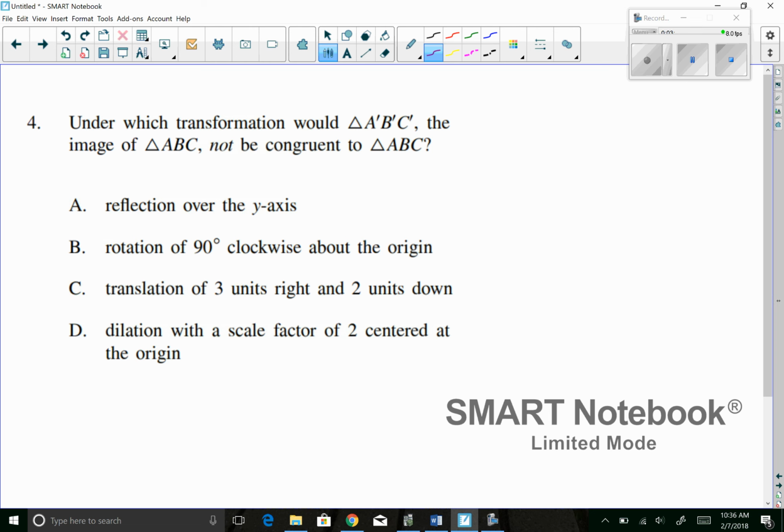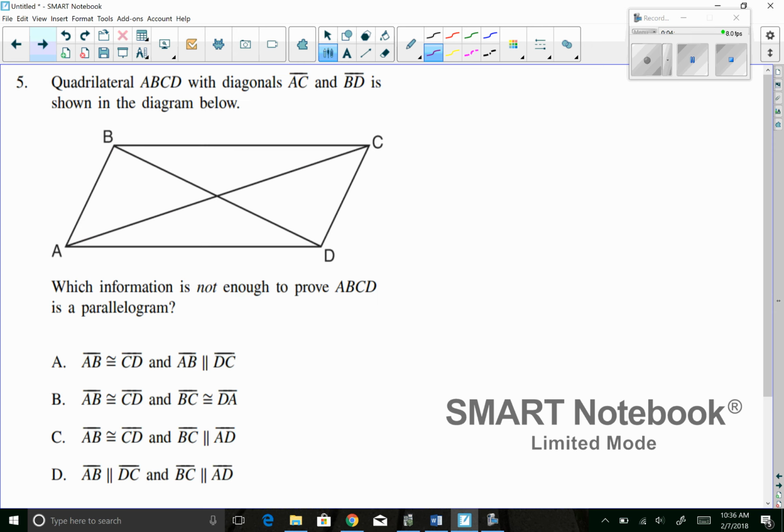Under which transformation would A prime, B prime, C prime, the image of triangle ABC, not be congruent? Now, the only thing that we did in this entire course where it was not a congruent relationship were dilations. So I'm looking for dilations to be able to see that.